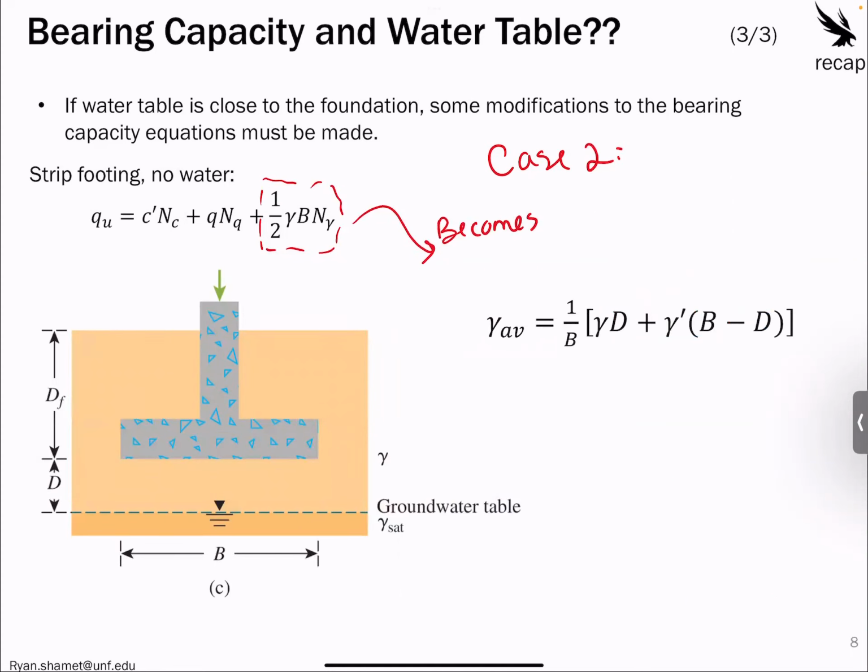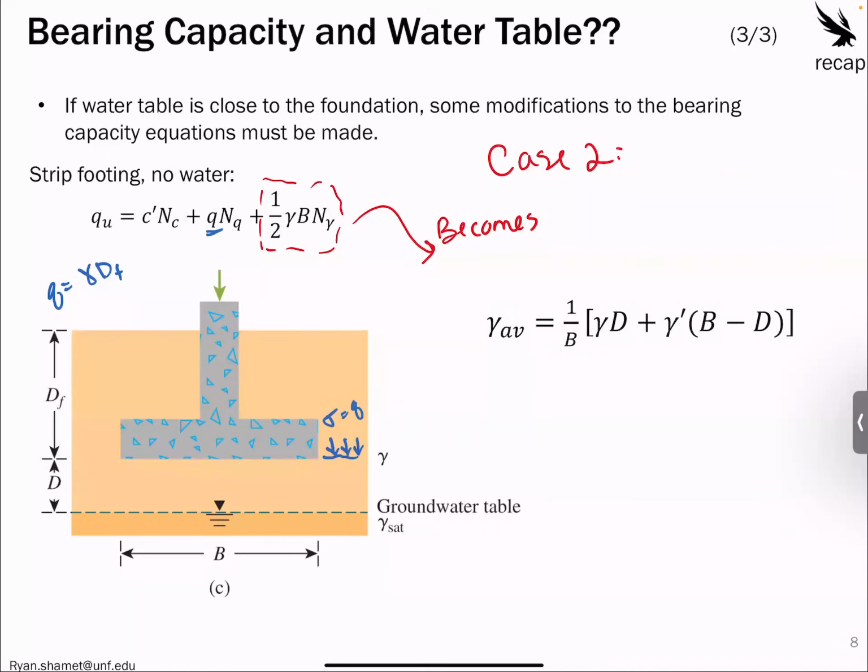Case 2, we don't change the surcharge value, this Q value. Remember, Q in this equation is just gamma times dF. It's essentially the total stress at this depth. Show it as Q for some reason.